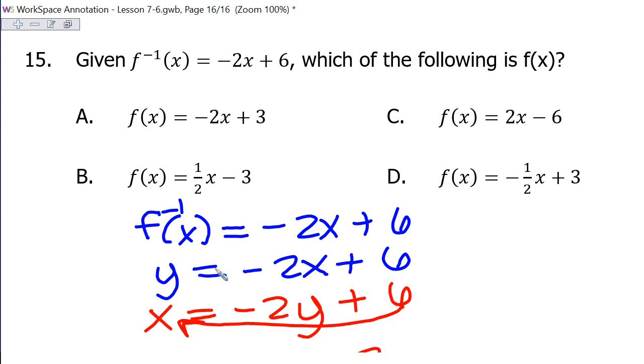And how do I get the y by itself? Divide everything by -2. What number's in front of the x? A 1. So this would be -1/2 x. And -6 divided by -2 becomes +3 equals y. So -1/2 x plus 3. Which answer choice is that? D.